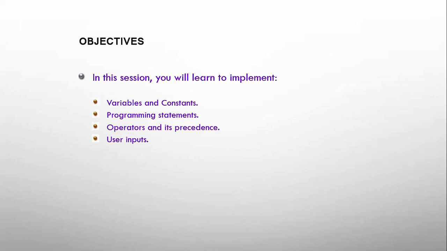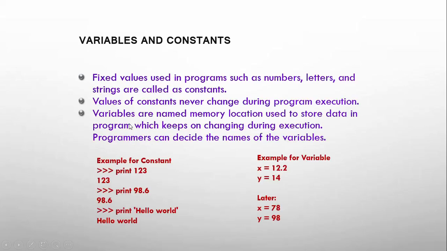As you can see, guys, in this session we learn to implement various variables and constants, programming statements, operators and their precedence, and user inputs. So let's proceed. Variable and constant, in general language, what is a variable, what is a constant? Variable means we can change it any time, right? That is called a variable. Constant is fixed, we can't change it. Constants are just like your letters and numbers, 0 to 9, letters A to Z, vowels and consonants as well.